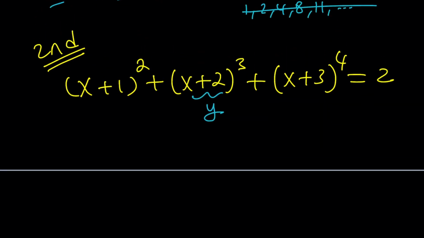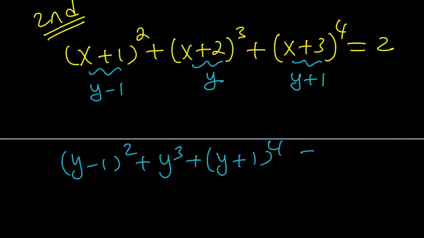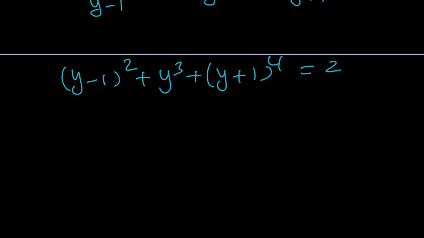But if x plus 2 is equal to y, this is going to be y minus 1, and this is going to be y plus 1. Do you see what I see? Numbers will cancel out. Hopefully you do. Now we get (y minus 1) squared plus y cubed. I don't need parentheses there, right? And then (y plus 1) to the 4th power equals 2. Now let's go ahead and expand everything and see what happens.